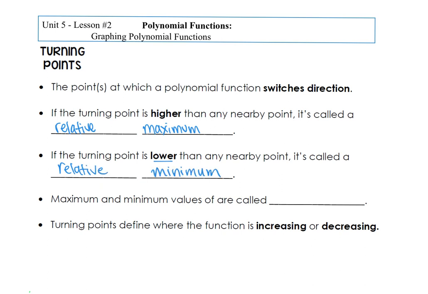Looks like it's a bad handwriting day for me. Sorry. Maximum and minimum values are called extrema. I actually don't use that word a ton. Maybe I should, but I won't use it a lot. Turning points define where the function is increasing or decreasing. Increasing means where we have a positive slope. So it's our x values where we have a positive slope. And decreasing is our x values where we have a negative slope. And we'll learn how to identify those. We've done it a little bit back in the end of Unit 3.